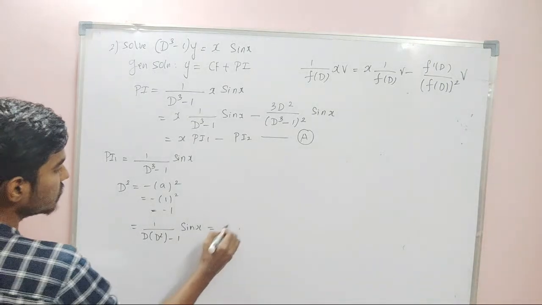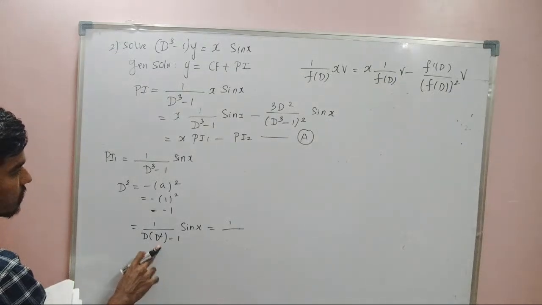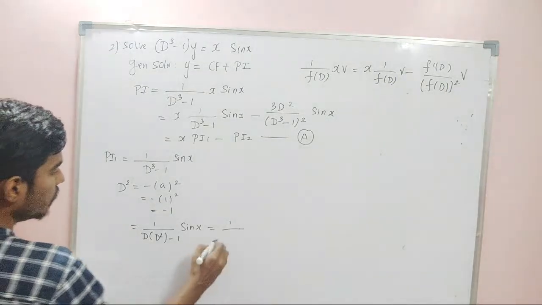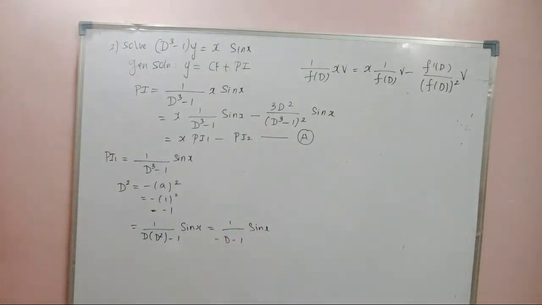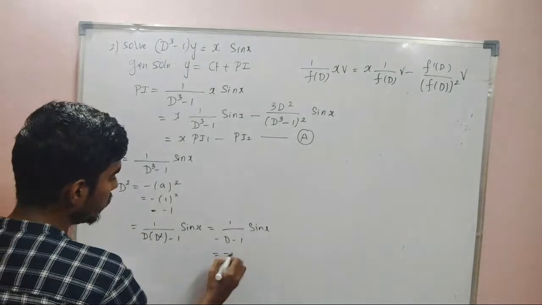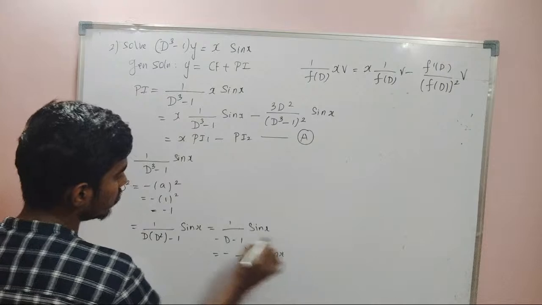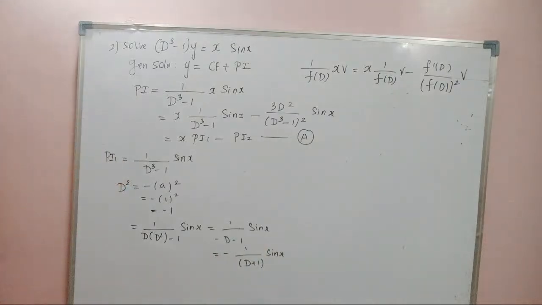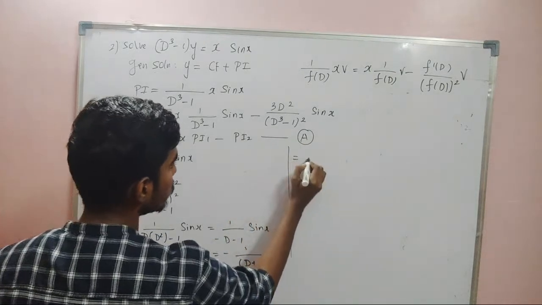So this means in place of d square, I'm going to replace this by minus 1. This will be minus d minus 1 sin x, right? In place of d square, I'm just substituting minus 1. This will be minus d minus 1. So if I take minus common, it will be d plus 1 sin x, right? Minus, if I take minus common, it will be minus 1 by d plus 1 into sin x, right? So we need to solve this equation.